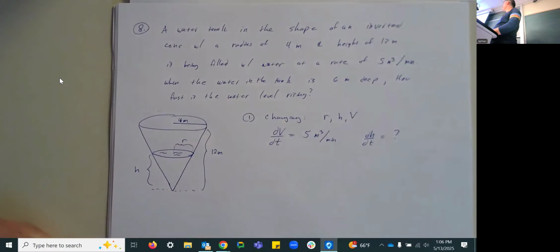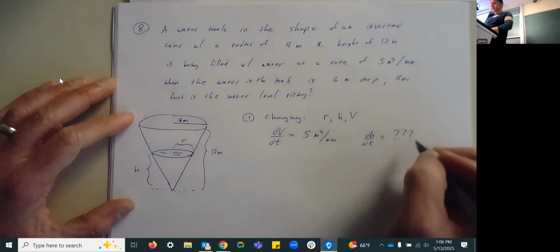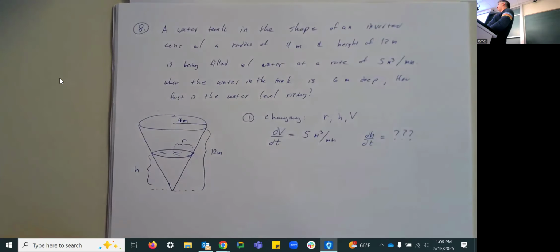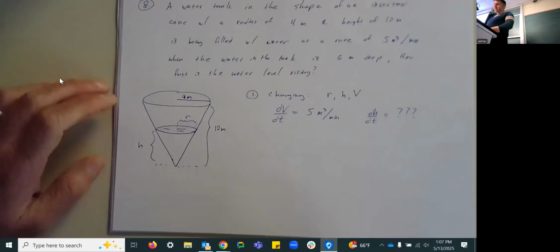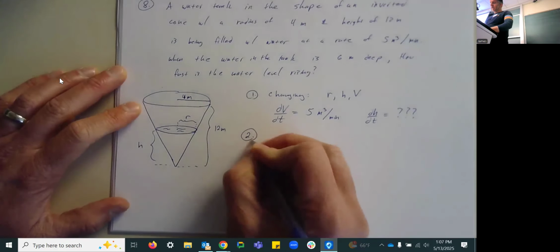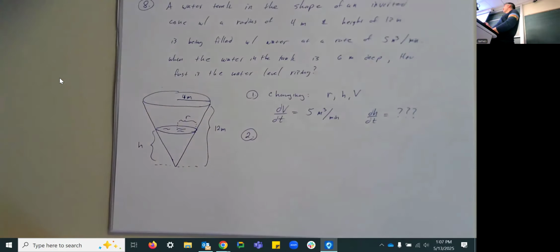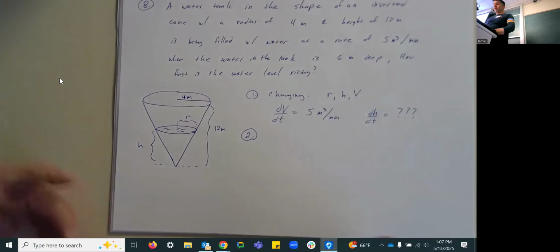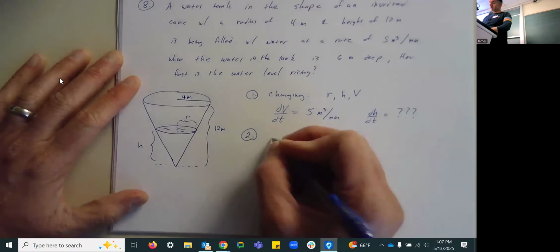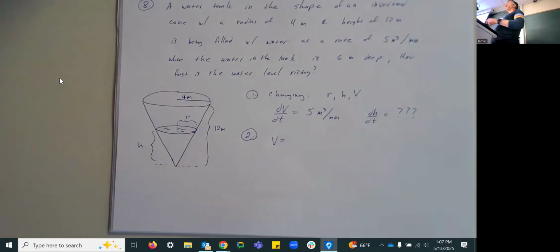We actually don't know or really care how the radius of the top part of the water is increasing. It is, but we don't really need to know it, and you'll see why in just a minute. So the second part here is getting an equation involving, we would prefer, only the volume and the height. But at the get-go, that's not an option. The equation for the volume of a cone is 1/3 the volume of a cylinder with the same dimensions, which is kind of cool.